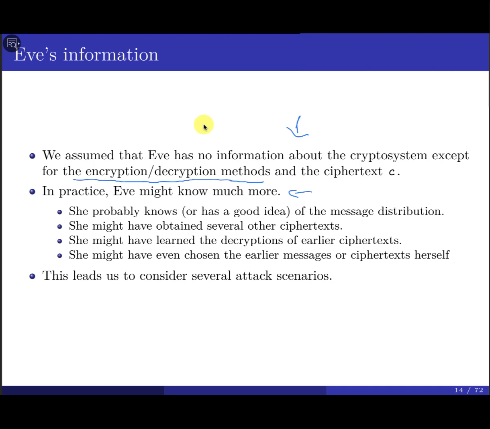The first thing that we thought she might have access to is what is called the message distribution. For example, you speak English. You're writing your message in English, and when you type your message, the first letter or the first paragraph or statement says, hello guys, or hi guys, something like this. That's one piece of knowledge that can help her try to crack or break down the ciphertext. She might have obtained, for example, several other ciphertexts.